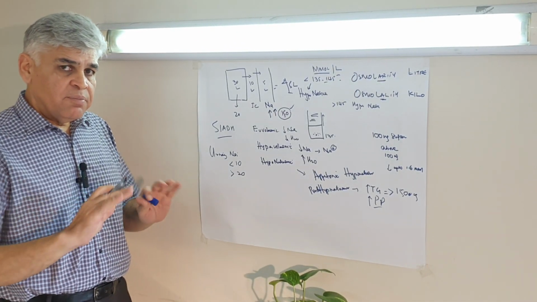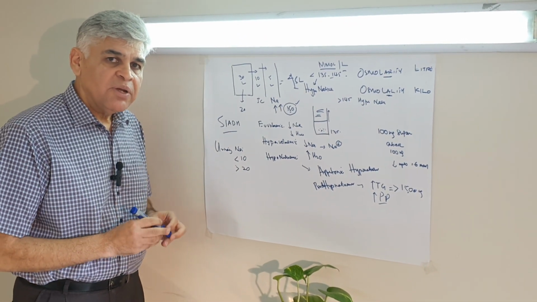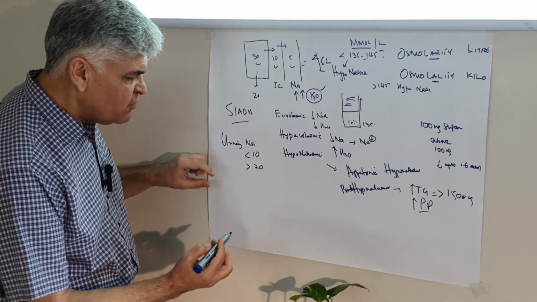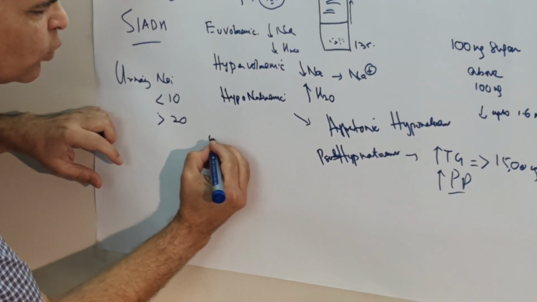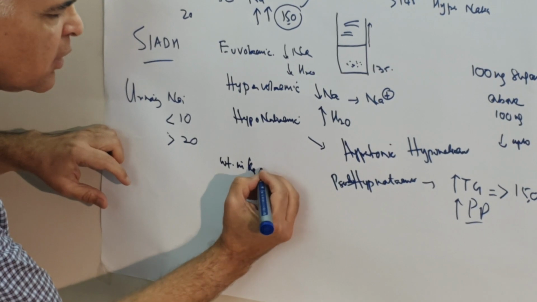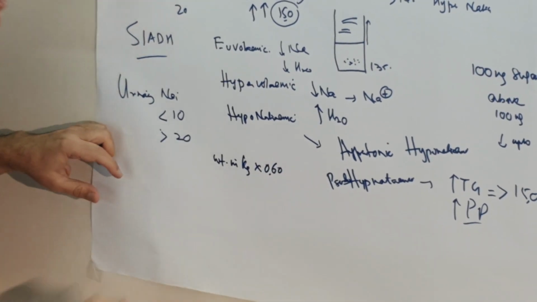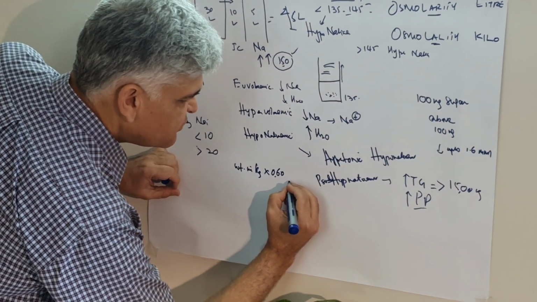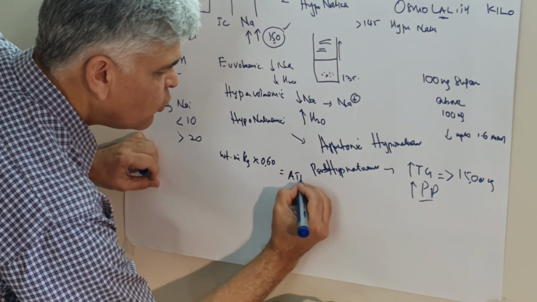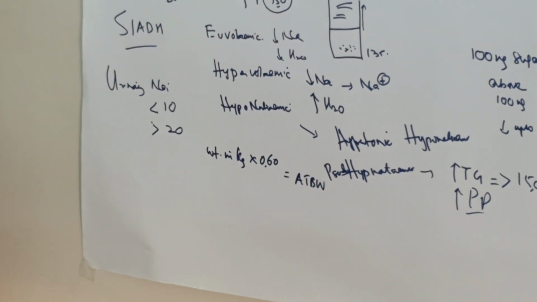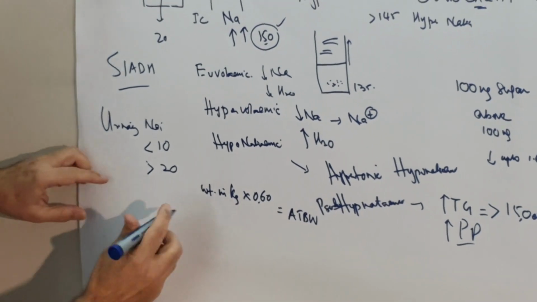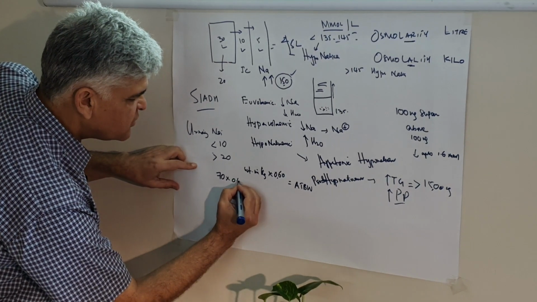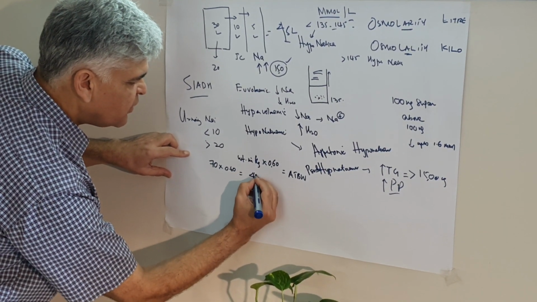Now, I'm just going to briefly tell you that there is a formula for water loss. How do you know how much water is being lost? There is a simplified formula for that: weight in kilograms multiplied by 0.60. This gives you what is called the actual total body water, ATBW. For instance, somebody who weighs 70 kilograms, you multiply that by 0.60, and this comes to 42.